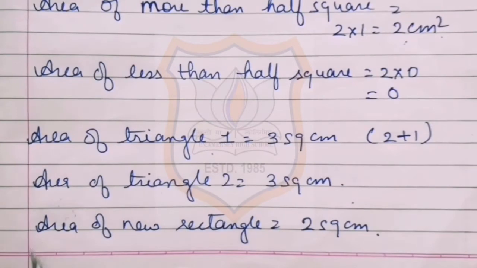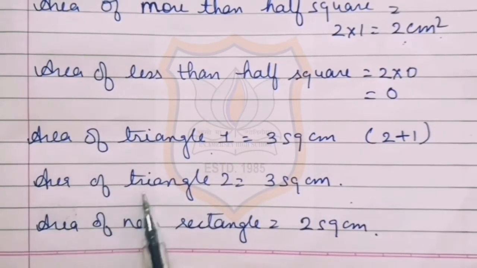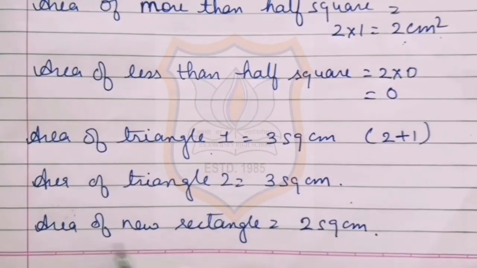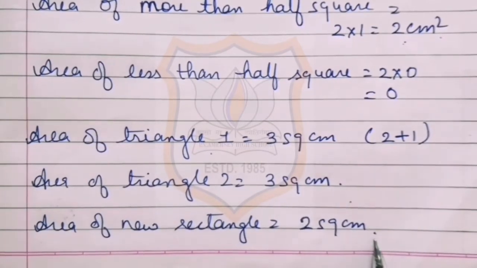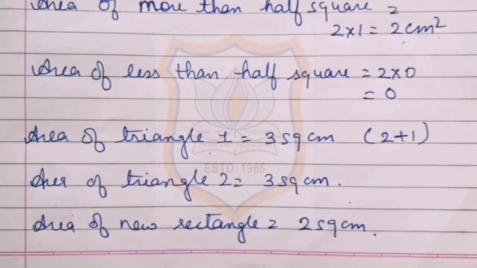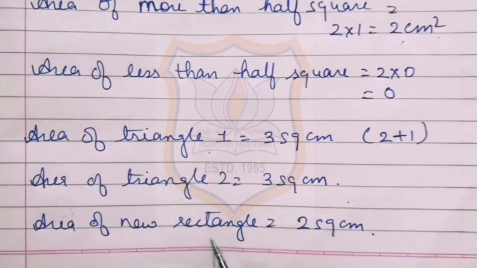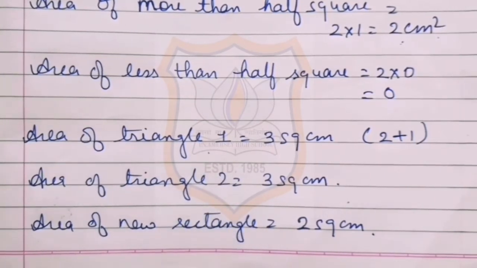So now the area of triangle 1 is 3 square centimeter, the area of triangle 2 is 3 square centimeter, and the area of the new rectangle is 2 square centimeter. By adding 3 plus 3 plus 2, we will get 8 square centimeter. The area of the original rectangle was 8 square centimeter. We have divided the rectangle into 3 parts, one new rectangle and 2 equal triangles.